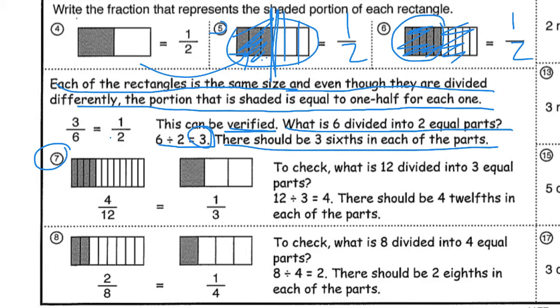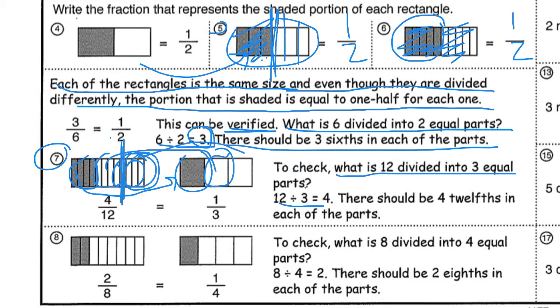All right, let's take a look at number 7. To check, what is 12 divided into 3 equal parts? So 12 divided by 3 is 4. Here is 4 parts, 4 parts. I can draw a line right there, and 4 parts there. Those shaded 4 parts is the same as that. These unshaded 4 parts is that part, and these 4 unshaded parts is that part. So you can see that 4/12 is the same amount of stuff as 1/3.